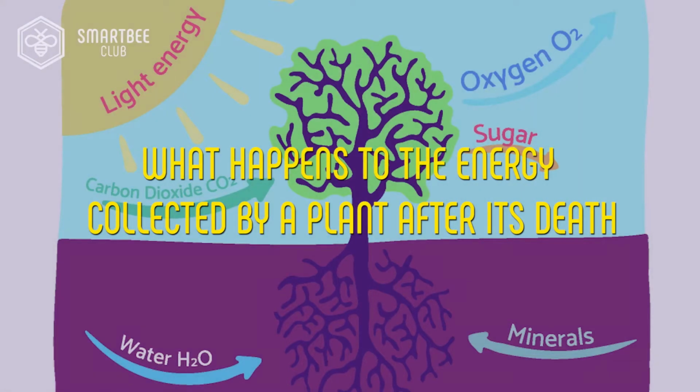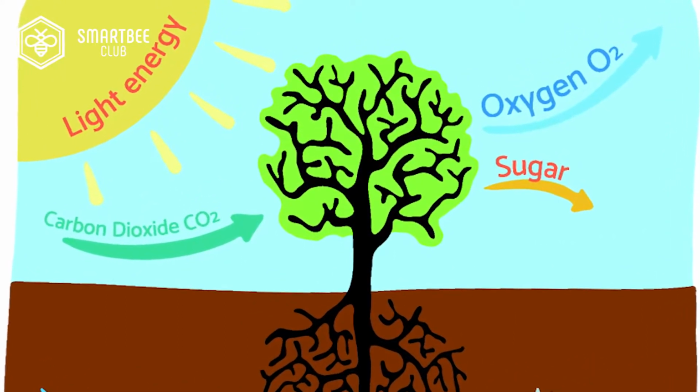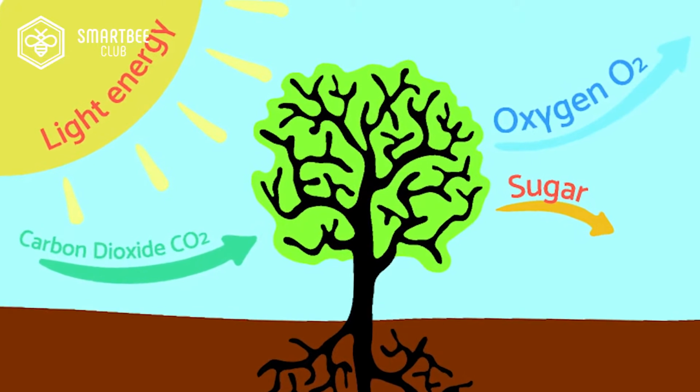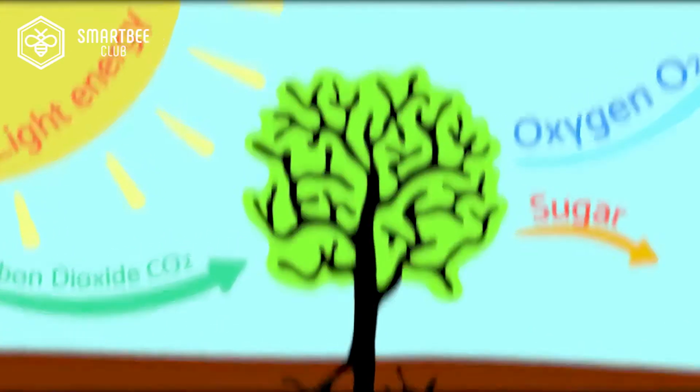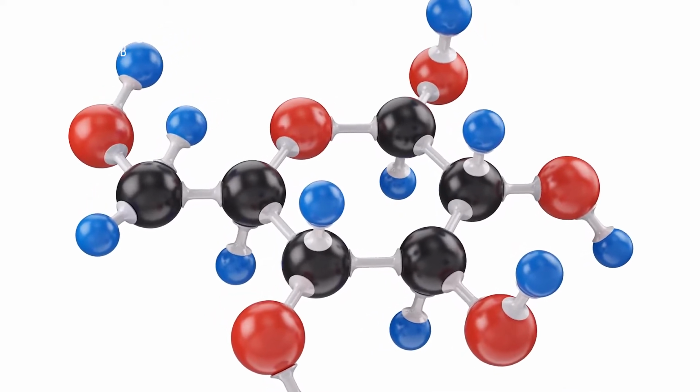What happens to the energy collected by a plant after its death? A plant conducts photosynthesis during its life. Thanks to this process, it produces oxygen and glucose from water and carbon dioxide. Glucose, or simple sugar, is the primary energy source for all organisms.